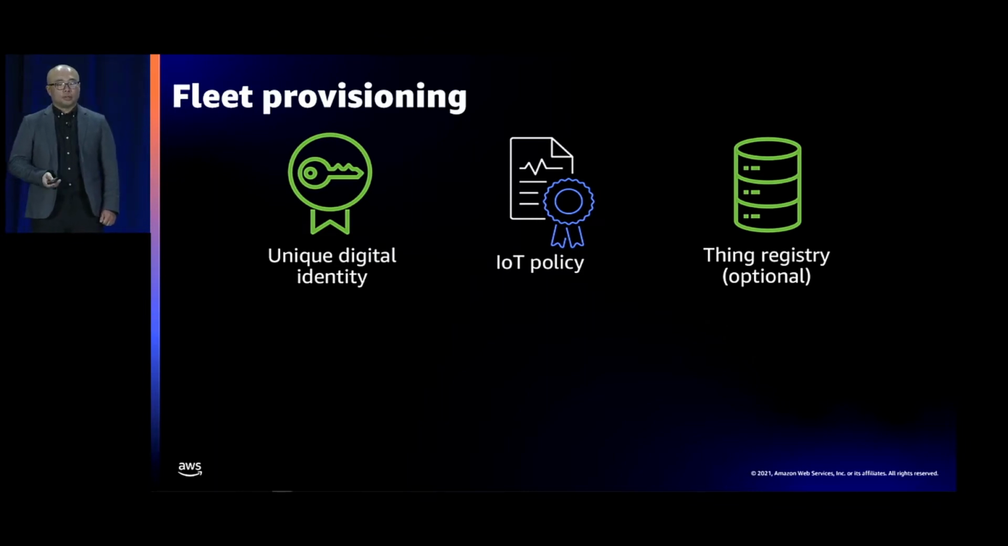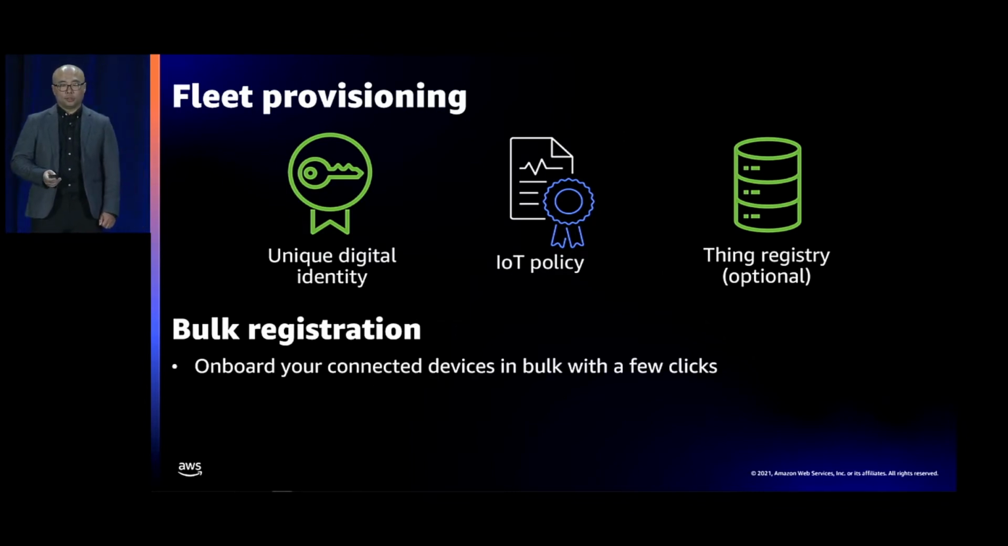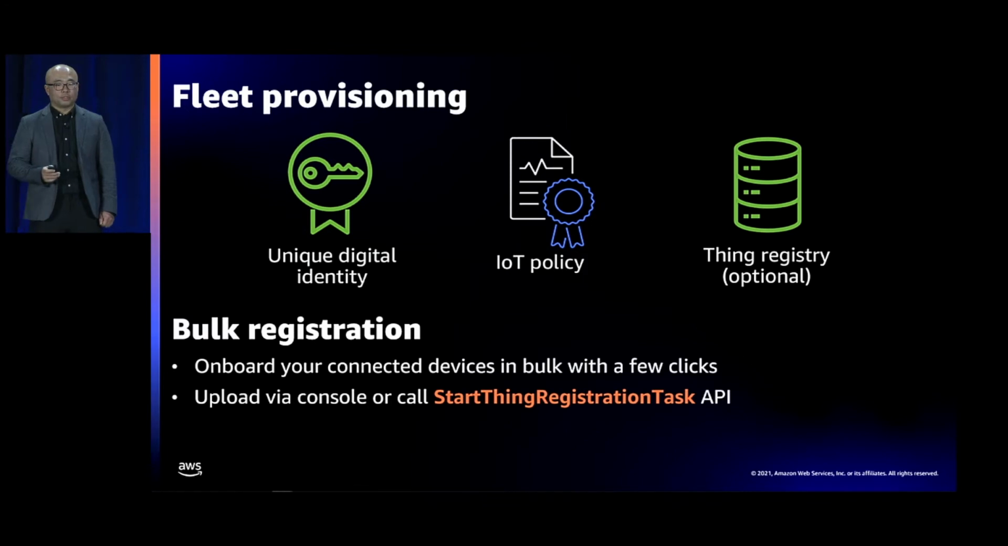For customers who already have certificates generated and only need to register your device identities, you can use bulk registration to onboard as many devices as you want, making sure they are registered into the AWS IoT registry using the StartThingRegistrationTask API.